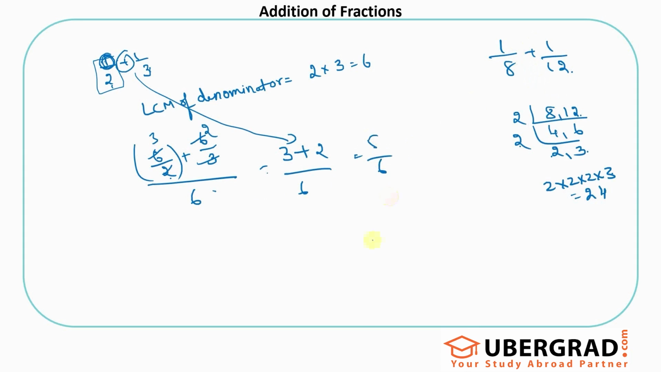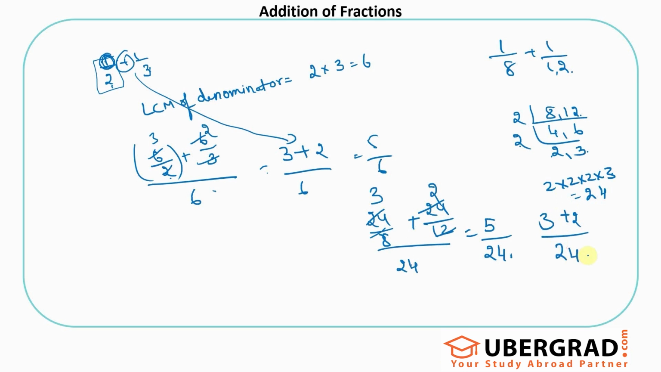In this case, LCM is 24. So I should do 24 by 8 plus 24 by 12. This is 8 3s are 24, this is 12 2s are 24. This will be 5 by 24. Or you can think of 8 3s are 24, 12 2s are 24, so it will be 3 plus 2 by 24 directly. Right, this is what you will do for addition of fractions.